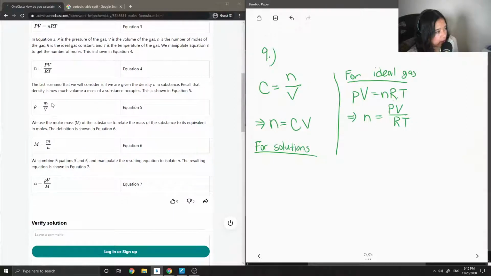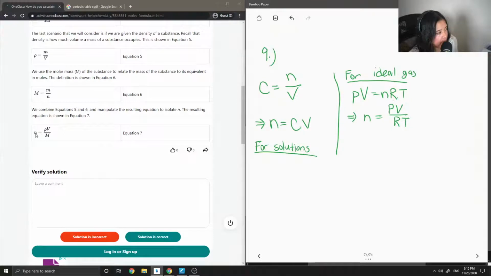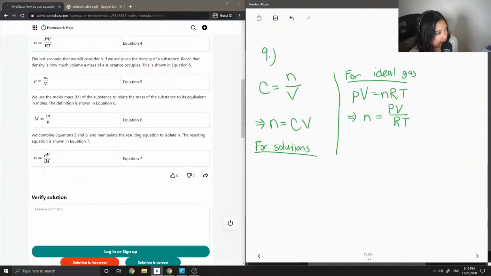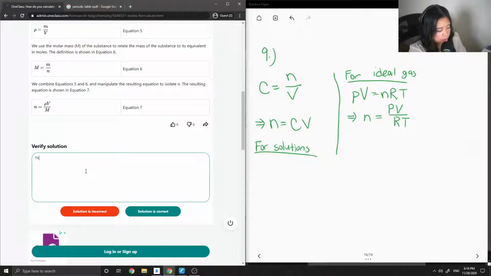The junior tutor also added that if we are given the density of a substance, recall that density is how much volume a mass of a substance occupies. So density is equal to mass over volume. We can use the molar mass of the substance to relate the mass of the substance to its equivalent in moles. So number of moles is equal to density times volume divided by the molar mass. Yep, so this solution is correct.